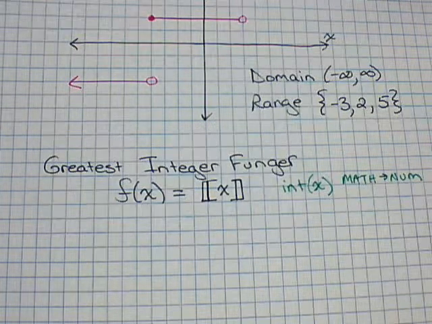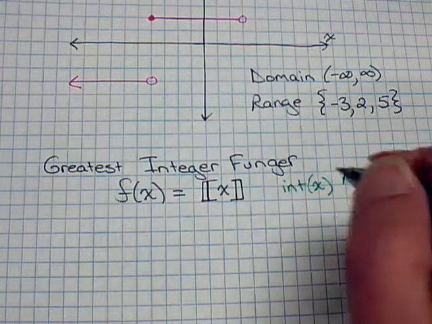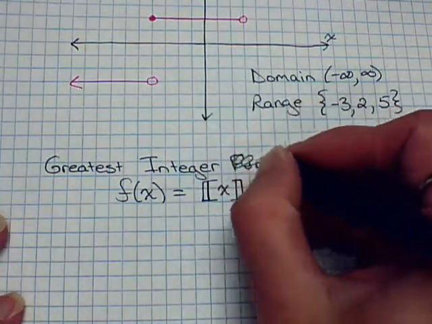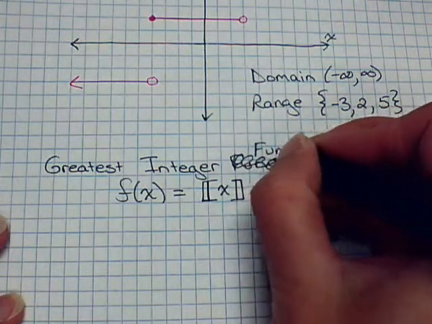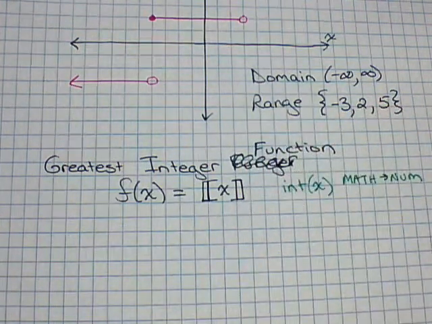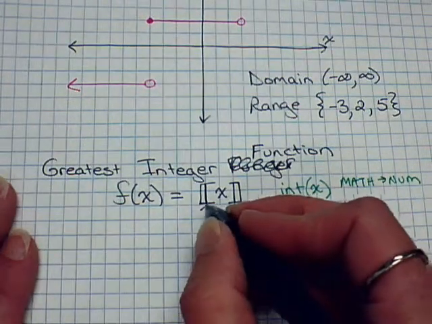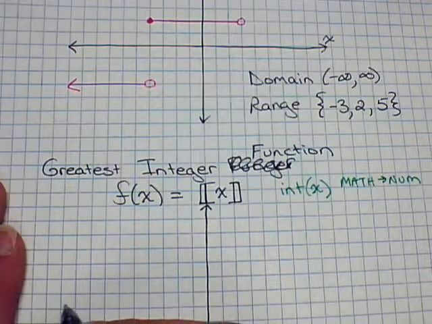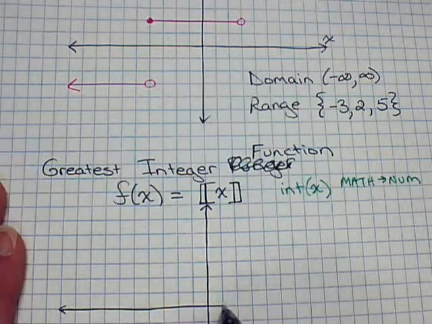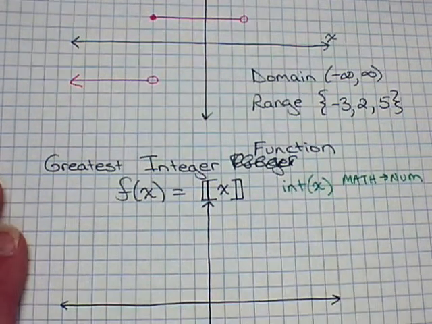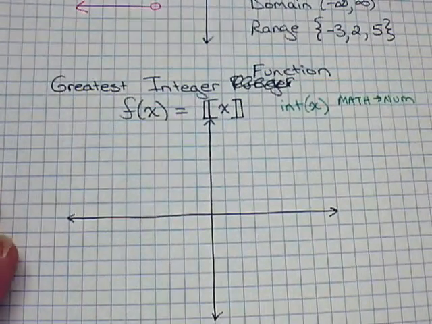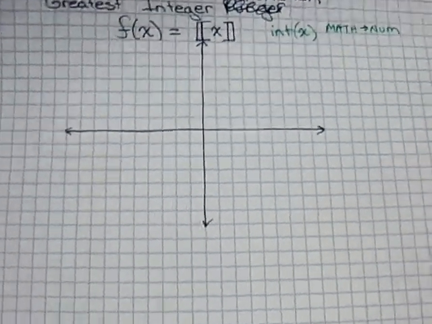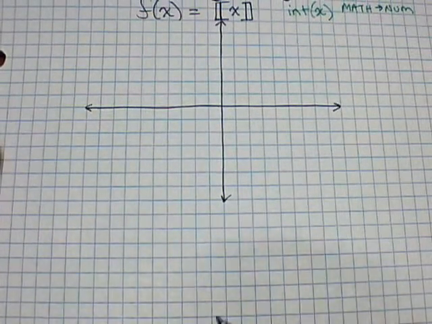The greatest integer function. Let me get my graph ready, and we will talk about what it is. The greatest integer function gives me the greatest integer less than or equal to a number. So maybe the easiest way to start on this is to look at what it means.